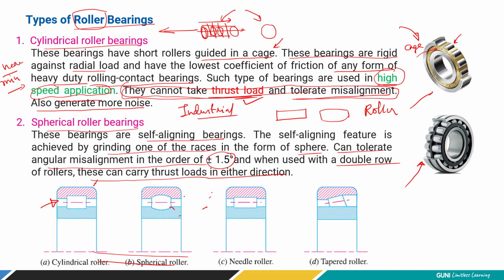So mostly you will find in heavy trucks, they are using basically double roller contact bearings in the form of either the spherical, or sometimes the taper roller. Okay. So whenever there is a requirement of bearing the thrust load in either direction, this is the best option to utilize. That is spherical roller bearings.